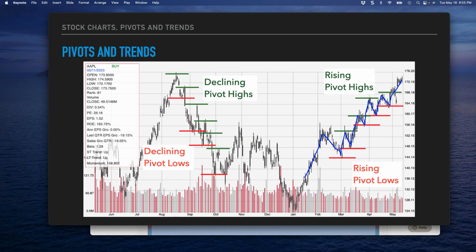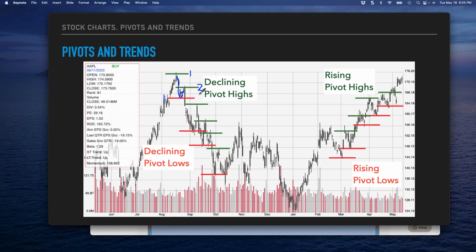Bearish trends work in essentially the same fashion, but instead of looking for rising pivot highs or rising pivot lows, we're looking for exactly the opposite. So here we have a pivot high. We'll mark this as pivot high number 1. Here's pivot low number 1, where the stock comes down, finds a level of support, comes back up again. Pivot low number 1.